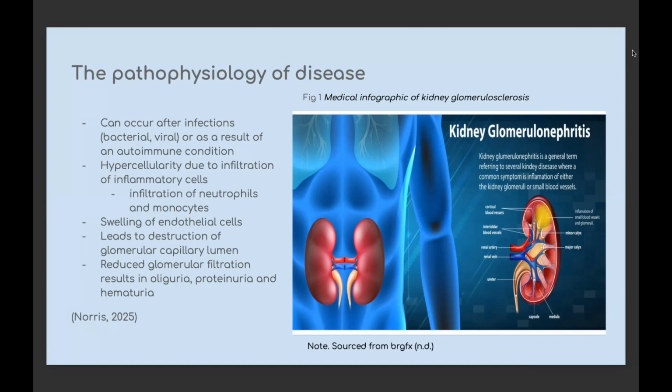And neutrophils and monocytes can infiltrate these tissues and cause worsening of the inflammatory process. All of this can cause swelling of the glomerular endothelial cells, which then can cause narrowing or obstruction of the capillary lumens and then reduces the filtration of the kidney. And then what is seen is a decrease in urine output. You can see protein in the urine and even blood in the urine.